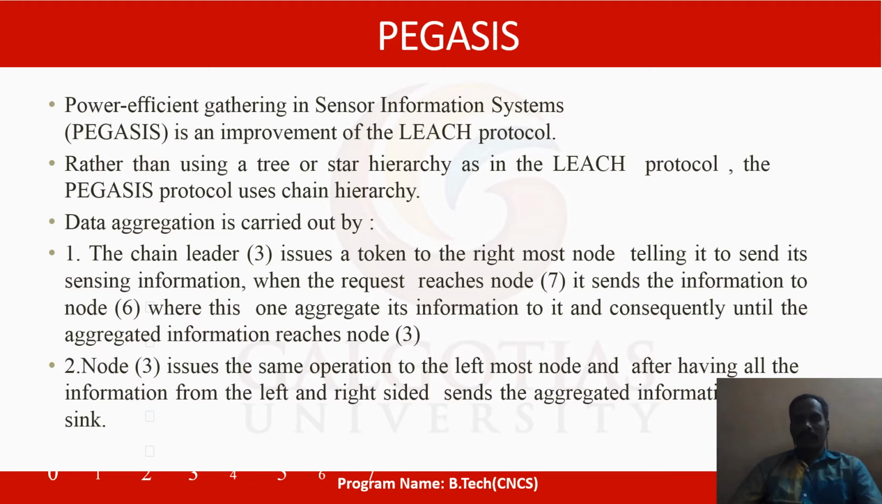In PEGASIS as discussed before, the process is impractical and time consuming. A better approach is to use parallelism in aggregation. In this approach we use CDMA so nodes can work simultaneously and not interfere with each other.